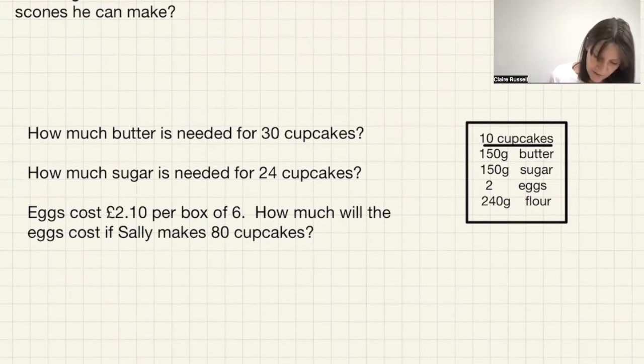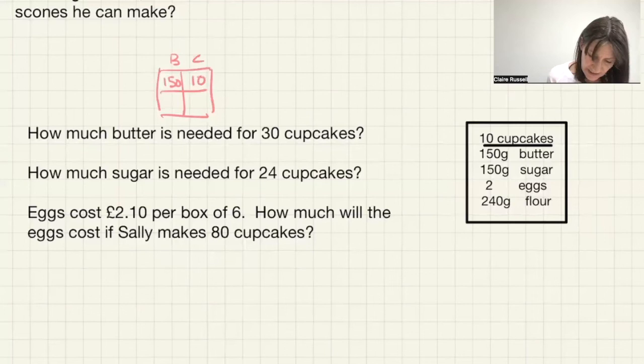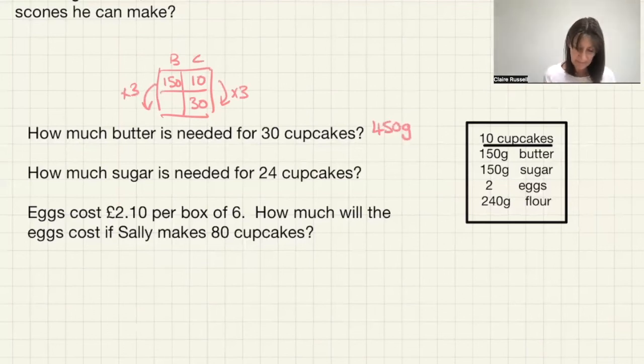Okay, so we've got the fact that 150 grams of butter is needed for 10 cupcakes. I am making it for 30. I can see it's just a really simple, straightforward times by 3. So I'm going to times 150 by 3, and it's 450 grams. Okay.